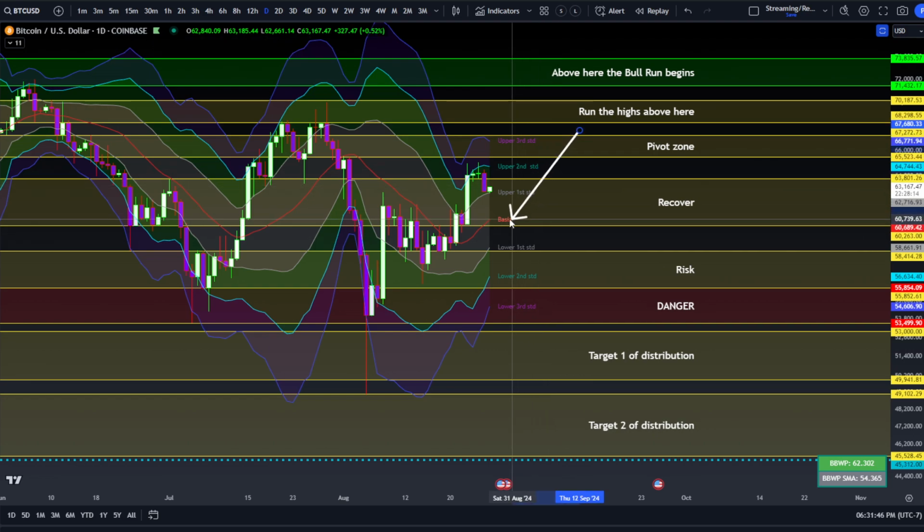So essentially, if Bitcoin's closing anywhere below the basis here at 63,600, and especially breaking down from the recovery zone, we're likely going to see momentum shift to the downside for a regular Stoch. So again, that's measuring close over close price momentum.